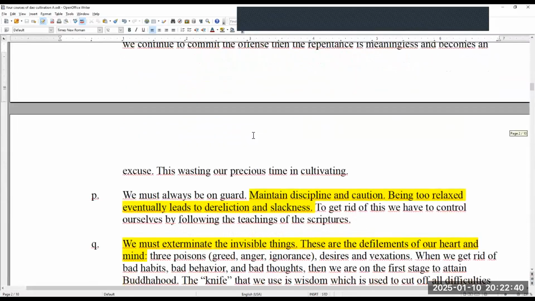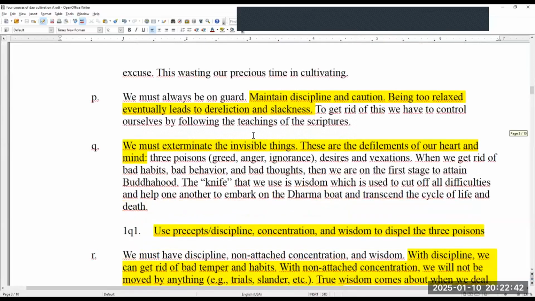Then, of course, carrying on, we have to maintain discipline and caution. Being too relaxed eventually leads to dereliction and slackness. Because after all, it depends on the environment that we find ourselves in. When the environment is very lax or easy, so to speak, then we sometimes begin to lose sight of what we want to do, or what we want to think about.